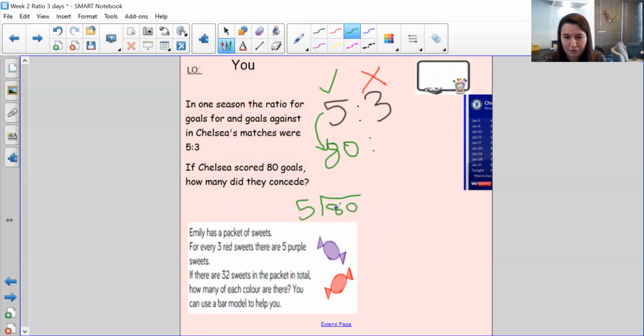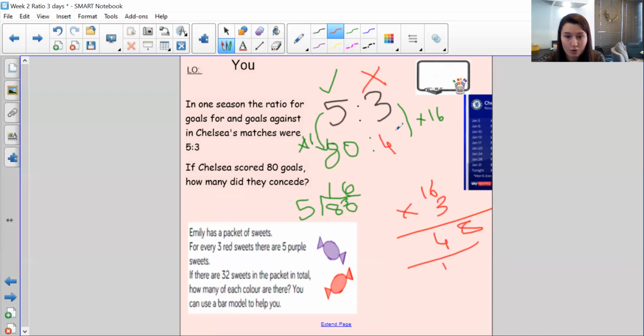What has it been times by? 5 into 8 goes 1, remainder 3. 5 into 30 goes 16, so it's been times by 16. Therefore on this side, I need to times by 16. 16 times 3 is 48. And therefore the answer to my question is 48 goals conceded.